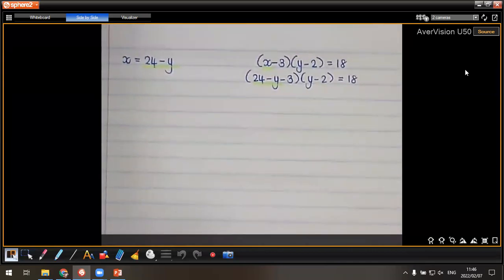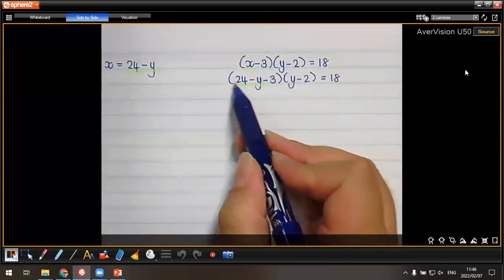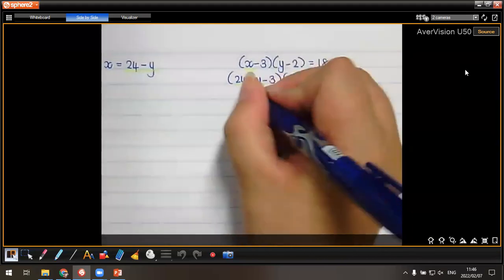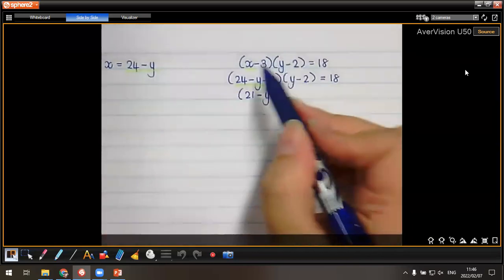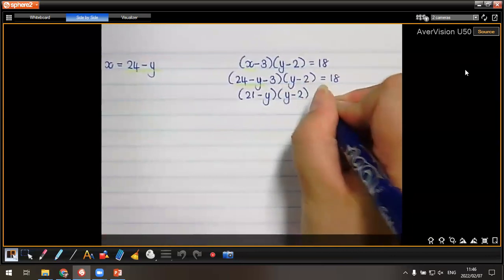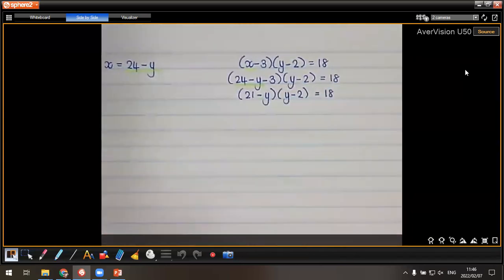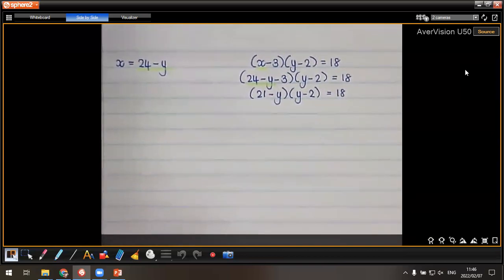Okay, there we go. Now, guys, I wouldn't try and multiply this out just yet, because when we see in that first bracket, we actually have a 24 minus 3 that we can work out, right? What's 24 minus 3? 21. So instead of doing 3 terms and 2 terms, let's make it easier for ourselves. Let's simplify that first bracket. 24 minus 3 is 21, minus y in the first bracket, and then the y minus 2 in the second bracket, and that is equal to 18. And now we're going to solve simultaneously, right?